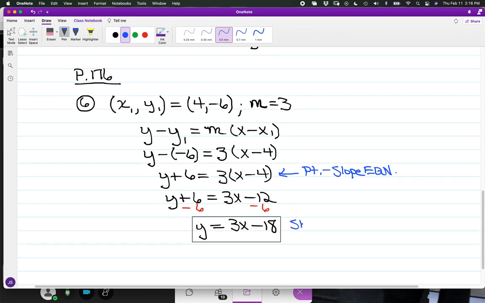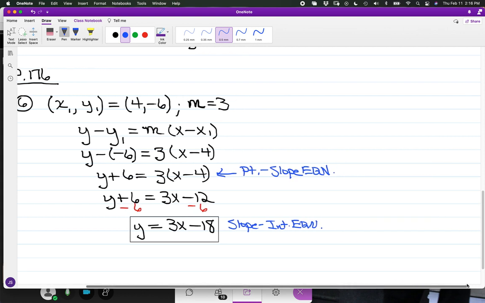And you can always go back and check. For this outcome, you got the slope at 3, and to see if 4, negative 6 belongs on the graph of this equation, you got y at negative 6, and with x at 4, 3 times 4 is 12, 12 minus 18 is negative 6. Both sides equal each other, so the slope-intercept equation here does check out for the slope of 3, and 4, negative 6 as being among the points through which the graph is going to pass.